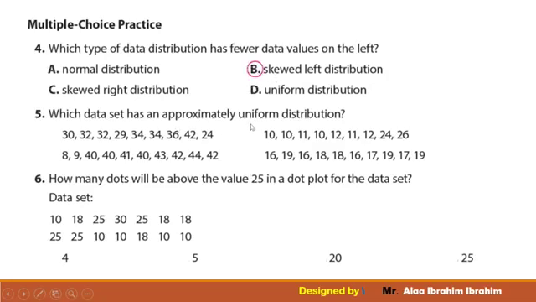Which set is uniform? You find here the repeating for 30 is just 1 repeat. For uniform, we need at least 2 repeated here, so 1 repeated doesn't work for me. Here I have 18, 19. It does not work either. 10, 10, 11, 11. This 10 again, 12, but 24 and 26 just 1. So this doesn't work. So the best one here is this one: 16, 16, 19, 19, 17. We find each number here is repeated, equally and symmetrically. So this is the good answer.